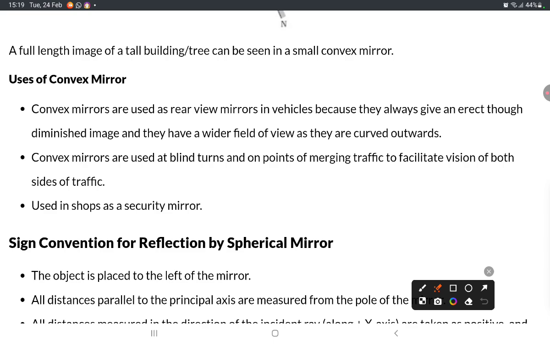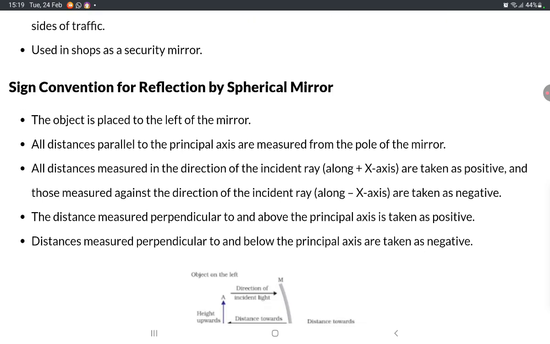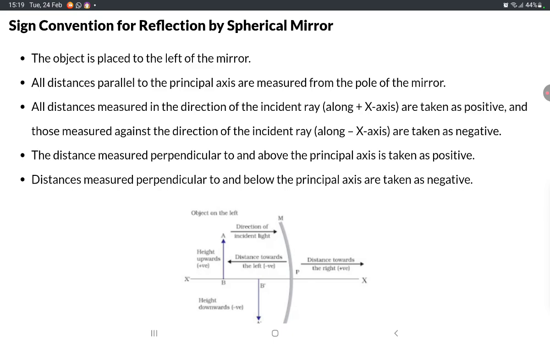Sign convention for reflection by spherical mirrors. First, the object is placed at the left of the mirror. All distances parallel to the principal axis are measured from the pole of the mirror. All distances measured in the direction of the incident ray along the x-axis are taken as positive.